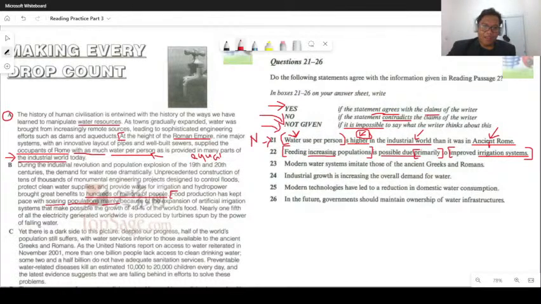Continuing, mainly because of the expansion of artificial irrigation system, that one didn't change. Irrigation system is a technical term, so it is difficult to change. Now, similar to the previous questions, we found most, if not all, of the keywords that we highlighted. So now let's check whether it is a yes or a no. And don't forget, if it's a not given, that means one of your main keywords will be missing.